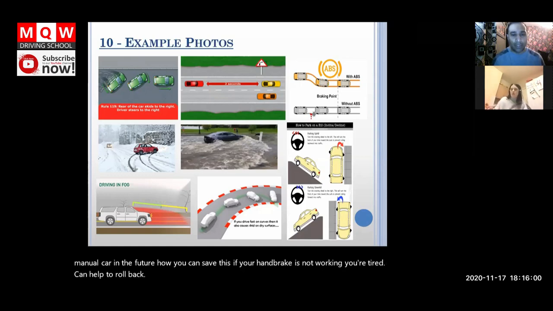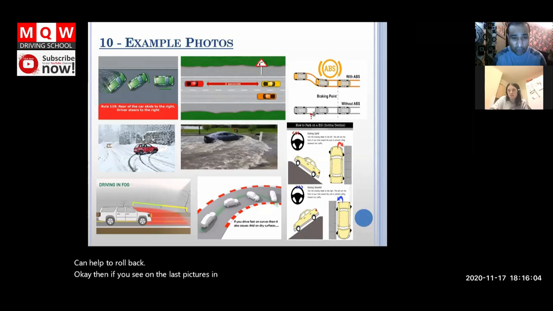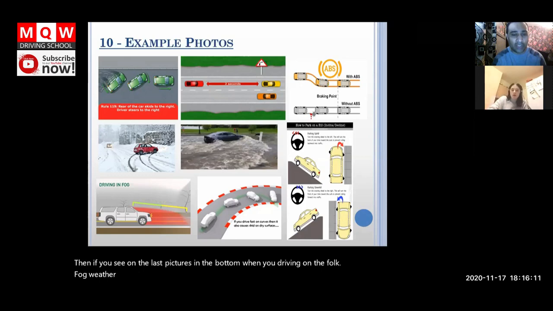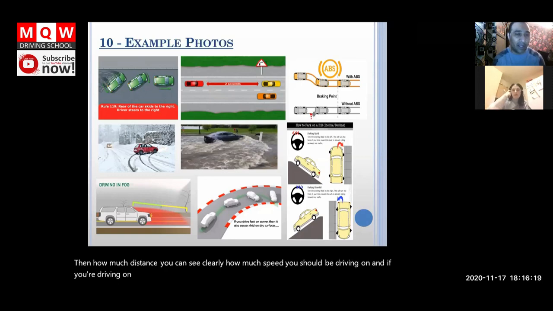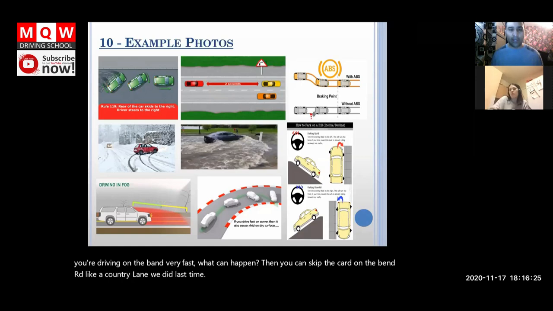Then if you see the last pictures at the bottom, when you're driving in foggy weather, how much distance can you see clearly, and what speed should you be driving at? And if you're driving very fast on a bend, what can happen? You can skid the car on the bend, like on the country lane we did last time. So you must slow down on country lanes in good time.